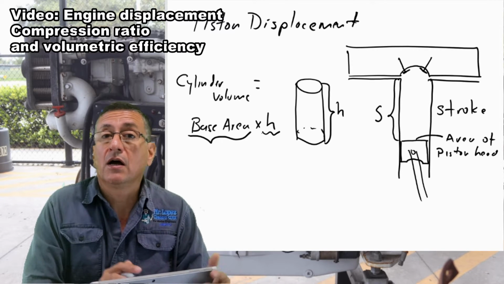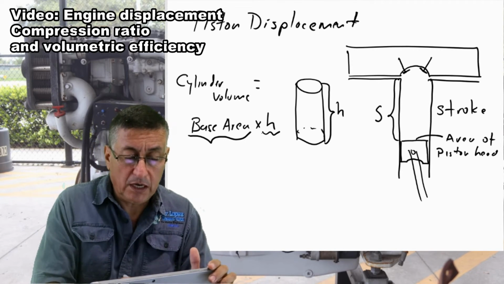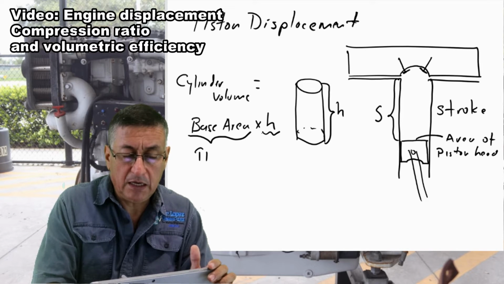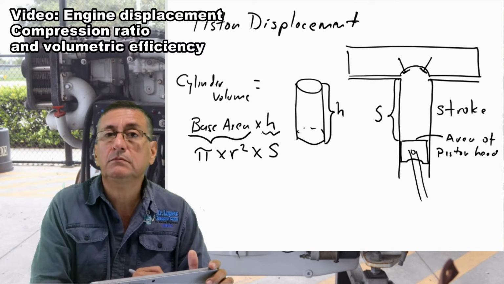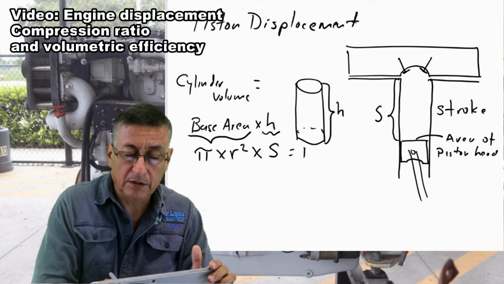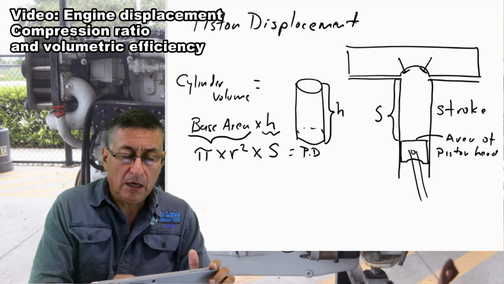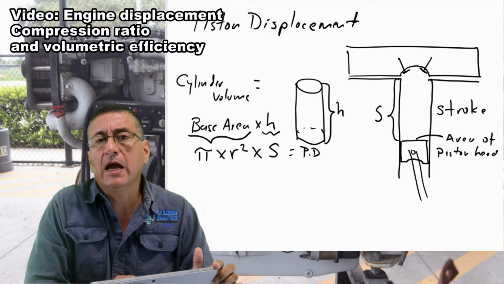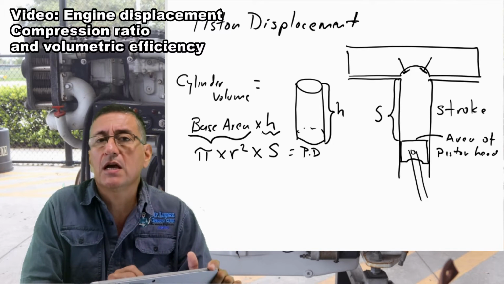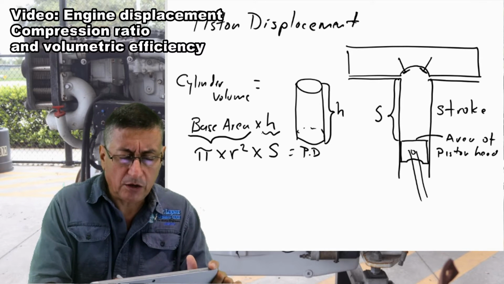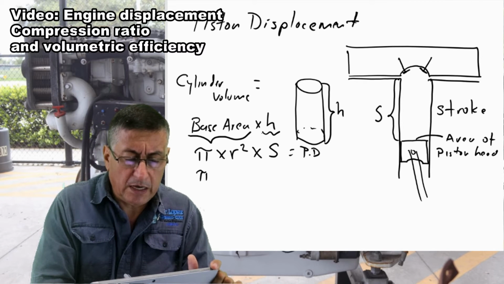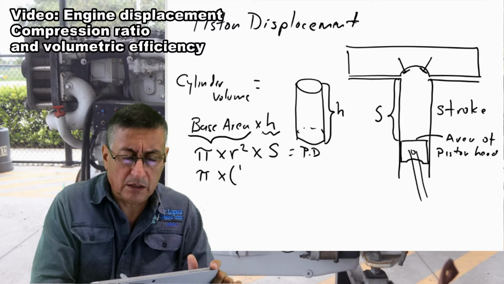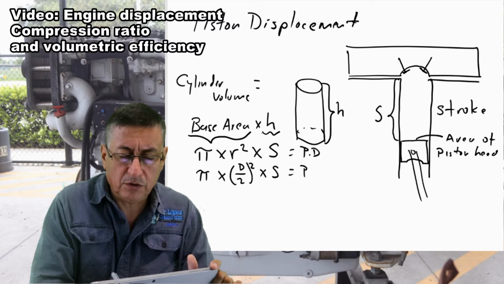How much is the area of the head of the piston? The area of the head of the piston is pi times the radius squared, and times the height. The height is the stroke. This is piston displacement. Alright, I want to put the area of the head of the piston in terms of the diameter, not in terms of the radius. I am going to replace the radius with the diameter divided by 2. This is equal to pi times the diameter divided by 2 squared, times the stroke. This is the piston displacement.